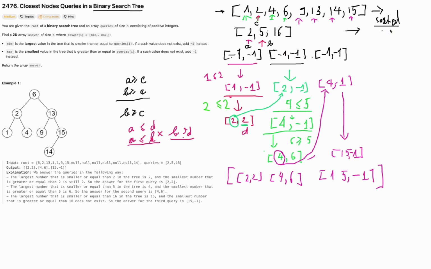However, the most important condition here is that these two arrays need to be sorted. Here, this one we can get by in-order traversal, while this one we need to sort it. Yeah, so that is the approach, and then let's do it together.